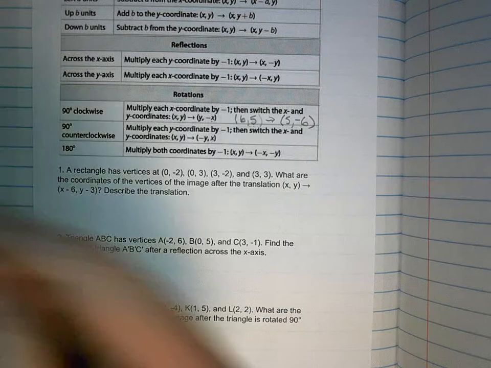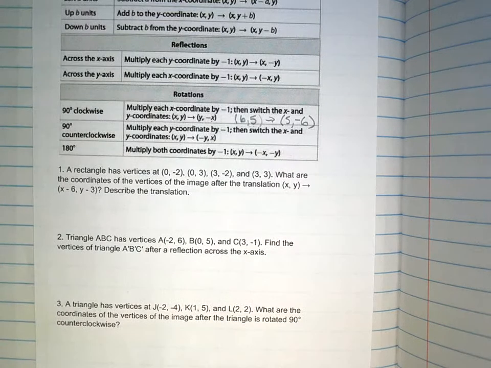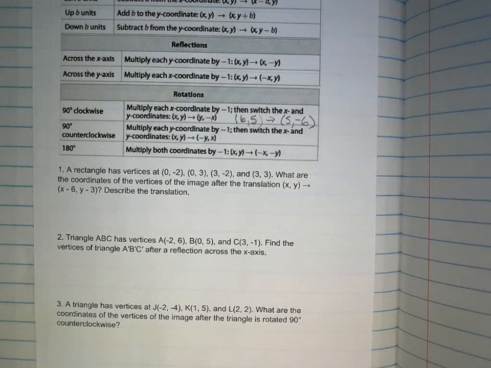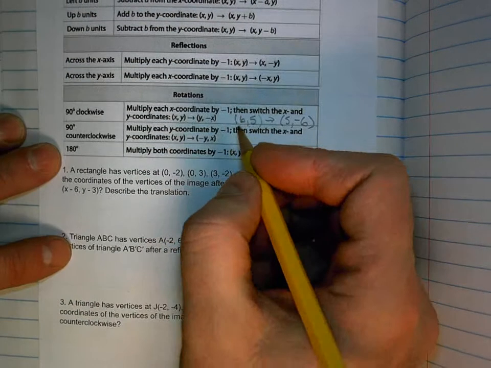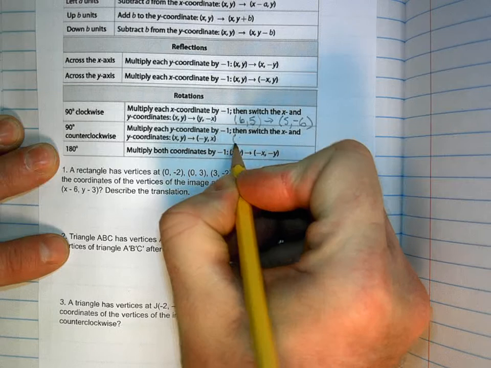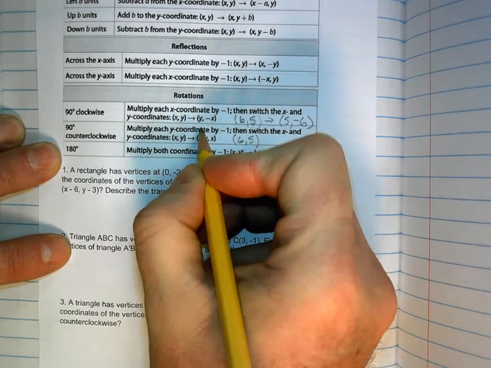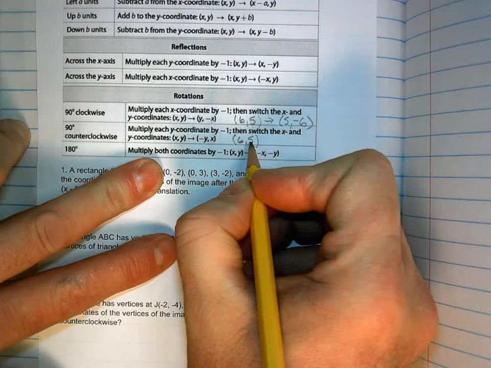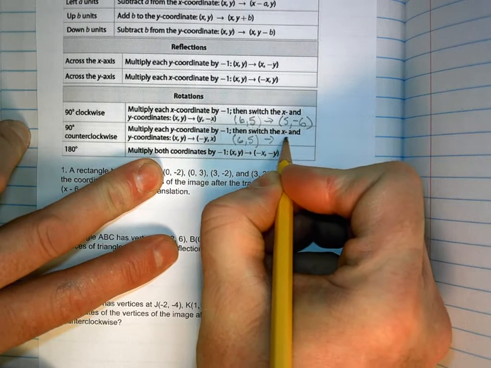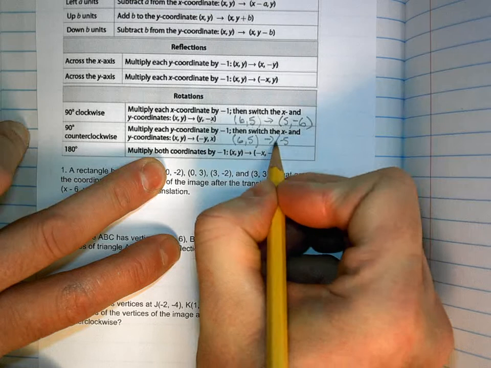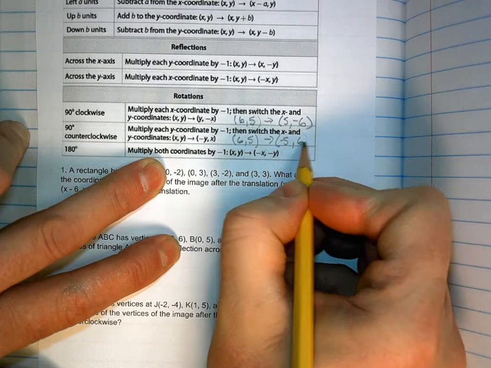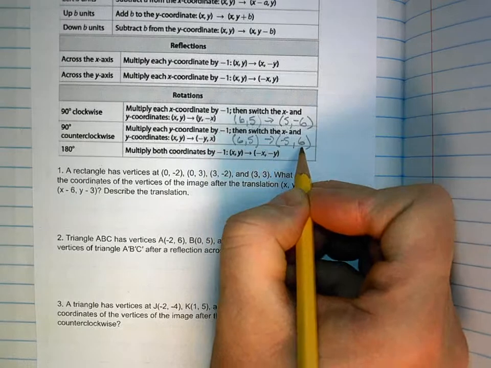So let's think about the other way. If I go counterclockwise, I'm doing the exact opposite, meaning I'm still flipping my coordinates, but the negative goes with the y. So clockwise, the negative hangs with the x. Counterclockwise, it hangs with the y. Let's think about the same coordinates, 6 comma 5, going 90 degrees counterclockwise. I'm switching them so that 5 is first, but now it's a negative 5, and then x is second, but now it's 6. So my new x is negative 5, my new y is 6.